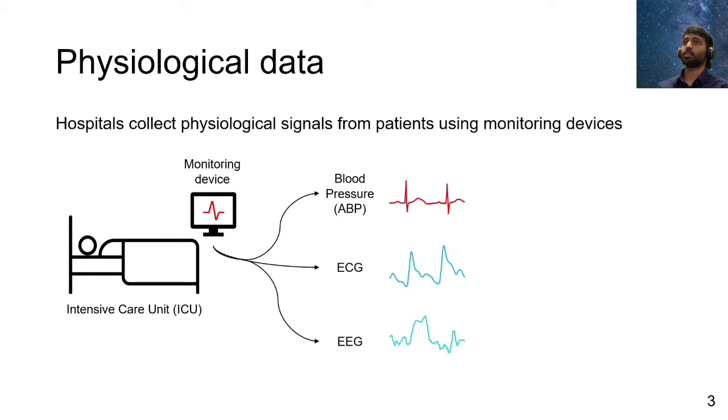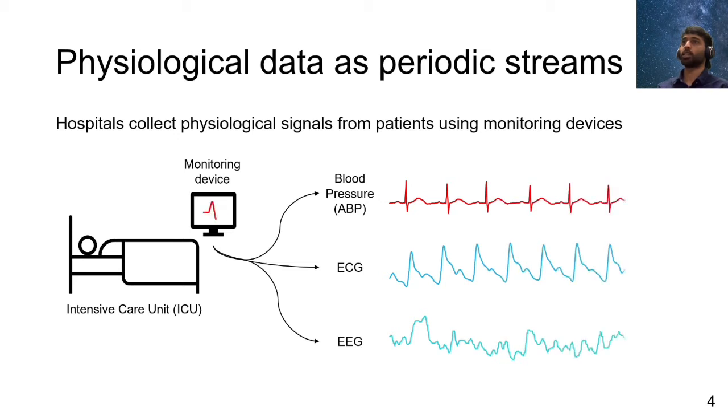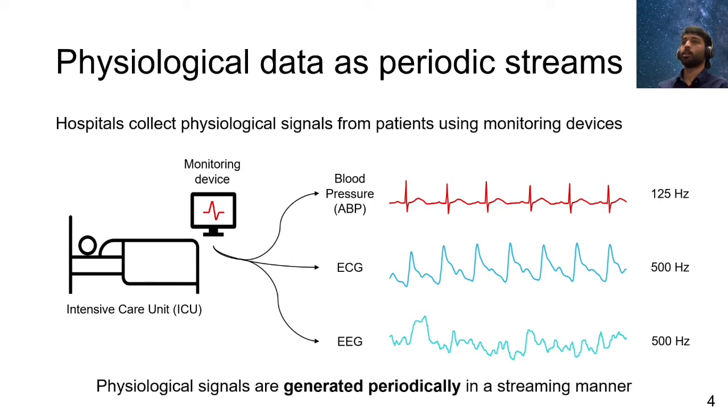Hospitals collect large amounts of physiological signals like blood pressure, ECG, and EEG using monitoring devices attached to their patients. These devices periodically take measurements and generate data points at fixed frequencies. For instance, blood pressure is sampled at 125 Hz, and both ECG and EEG are sampled at 500 Hz respectively. Because the data is generated periodically in a streaming manner, we call them periodic streams.